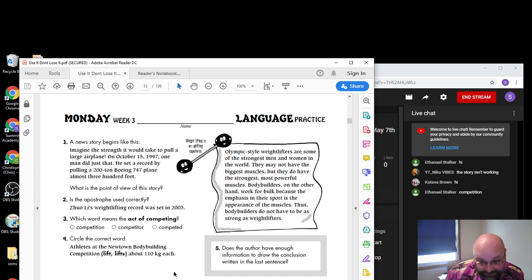I think it's odd they're using kilograms. I don't know how much a kilogram is. Should just be in pounds, I think.